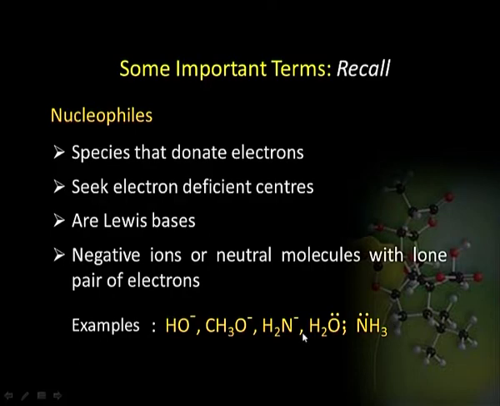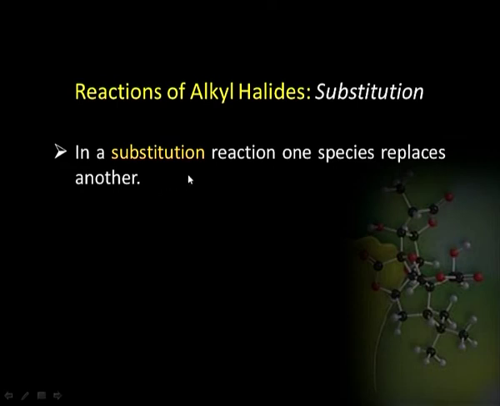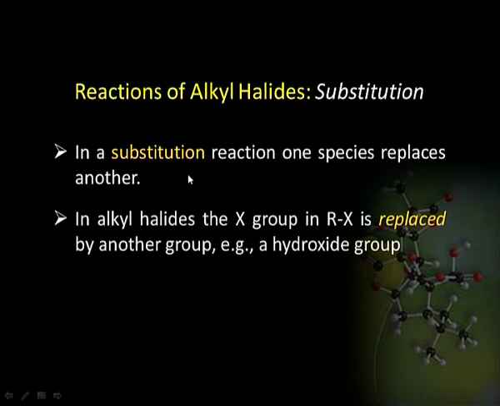and ammonia. So, when we start with the reactions of alkyl halides, we start with substitution, though the alkyl halides show elimination reactions and reduction and also many other reactions. So, we start with the substitution reaction. In a substitution reaction, one species replaces another, and in case of alkyl halides, the halogen atom in R-X is replaced by another group or atom, for example, a hydroxyl group.